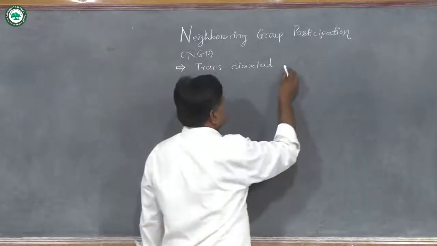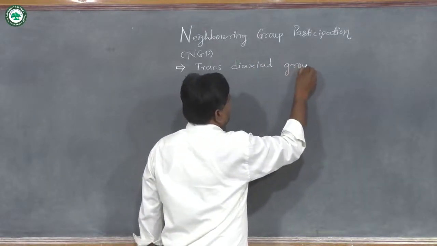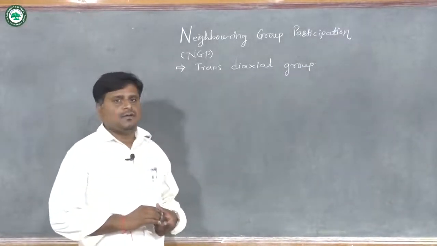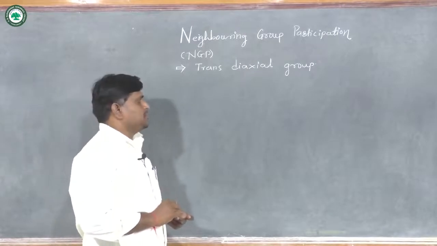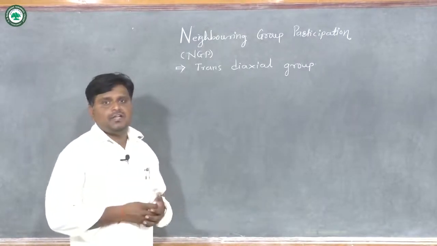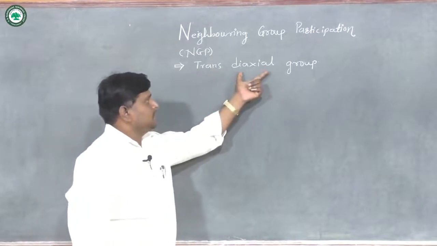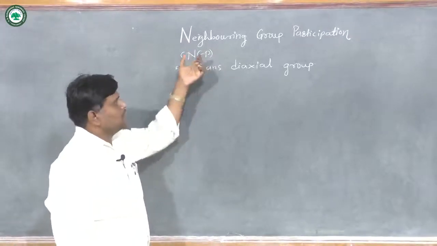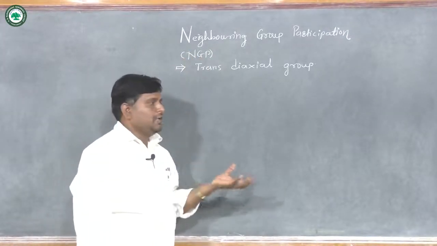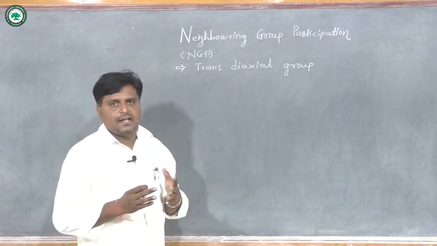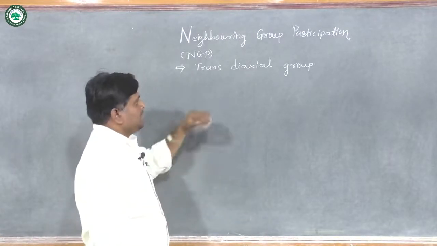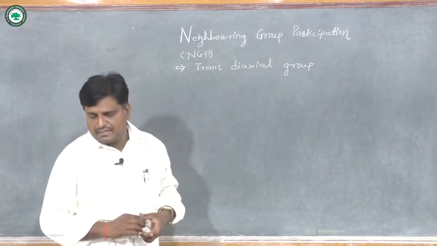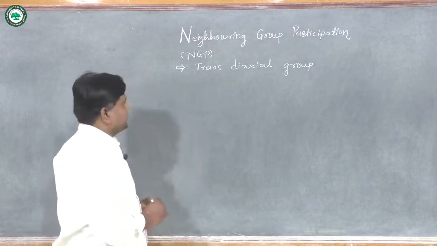We require trans-diaxial groups for the neighboring group participation. So which type of groups can be trans-diaxial? Both eliminating groups, and NGP means neighboring group participation. The neighboring group is present on the adjacent carbon atom, which is also present diaxially with the eliminating group. Okay, so we carry out one example, neomethyl tosylate.